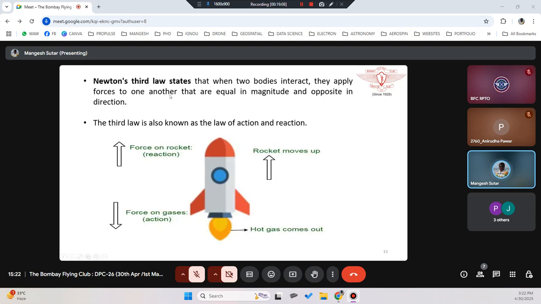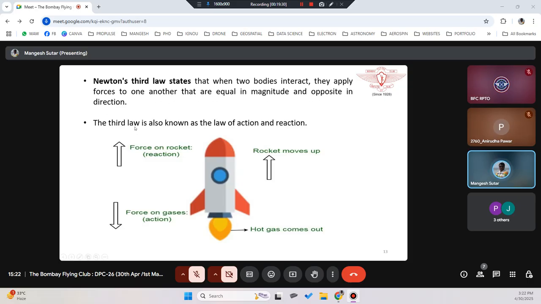Now the important one is Newton's third law. This is the one applicable to your drone. Okay, your drone actually flies because of Newton's third law. Now what does Newton's third law say? Newton's third law states that when two bodies interact, they apply forces to one another that are equal in magnitude and opposite in direction.